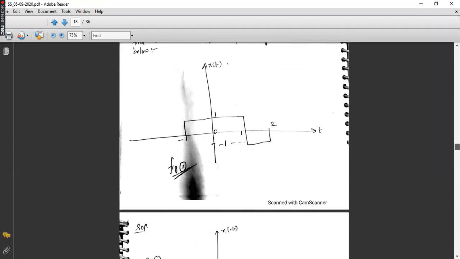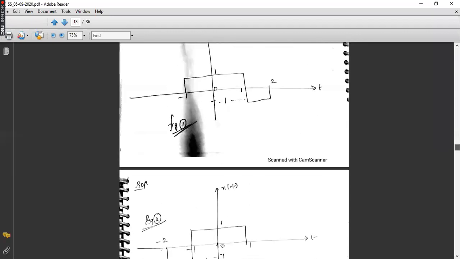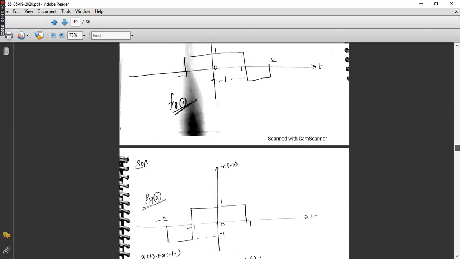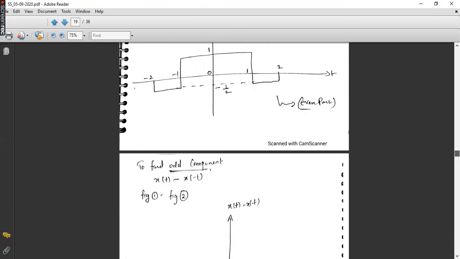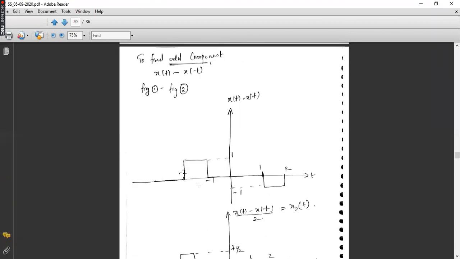So both x of t and x of minus t have the same amplitude 1 during the time interval 0 to 1, so the difference is 0. If it is the same amplitude, the difference is 0. So from the interval minus 1 to 1, both signals have the same amplitude, so the difference becomes 0 as shown here. 0 means it will lie on the x-axis itself. So from minus 1 to 1, you don't have any signal; it will remain at the x-axis. Any doubts?